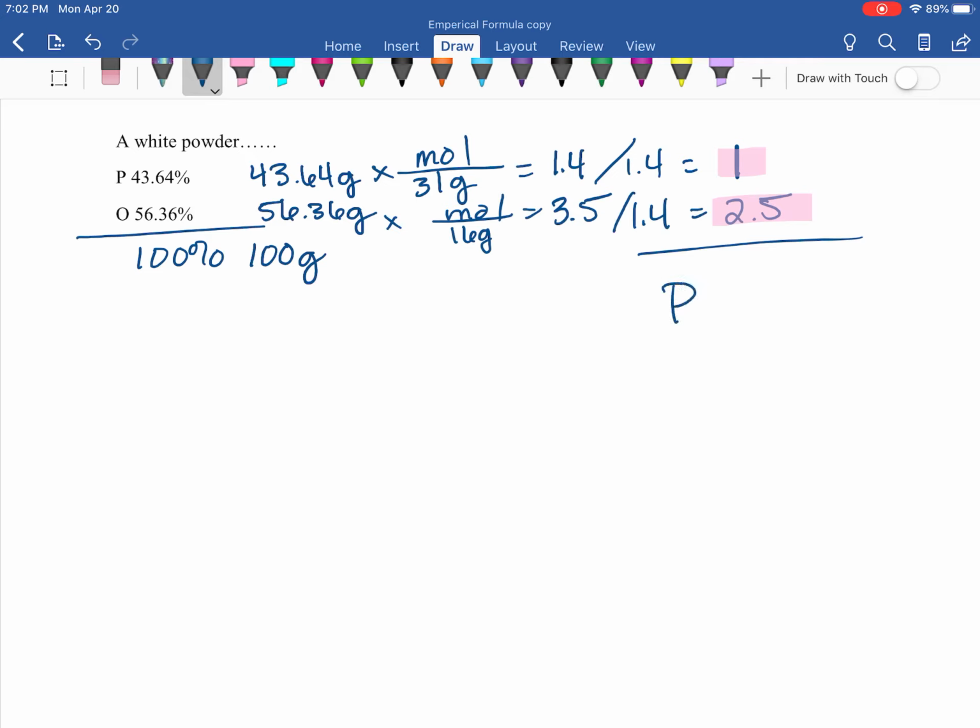We've got to do one more math step. Remember, our goal is to get to a whole number. We can't just leave it. We would be right if we said like this. Okay, that is the relationship, but we can't have 2.5 oxygens. So how do we get these to a whole number? We start messing around, multiply by 2 and see what we get, multiply by 3, multiply by 4. In this case, if we multiply them both by 2, we get to whole numbers.